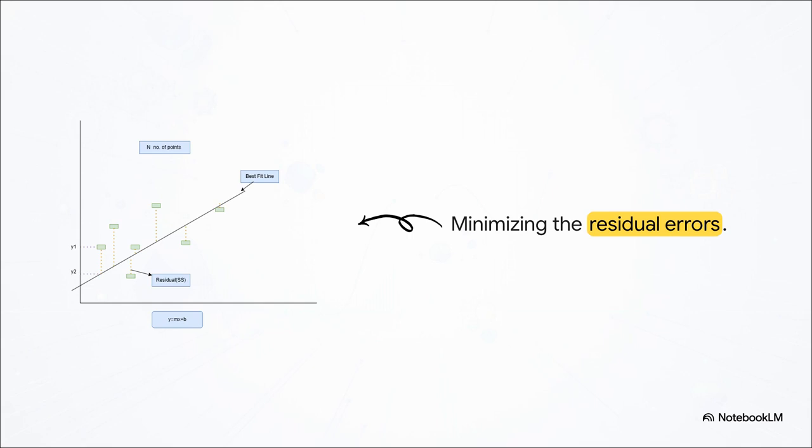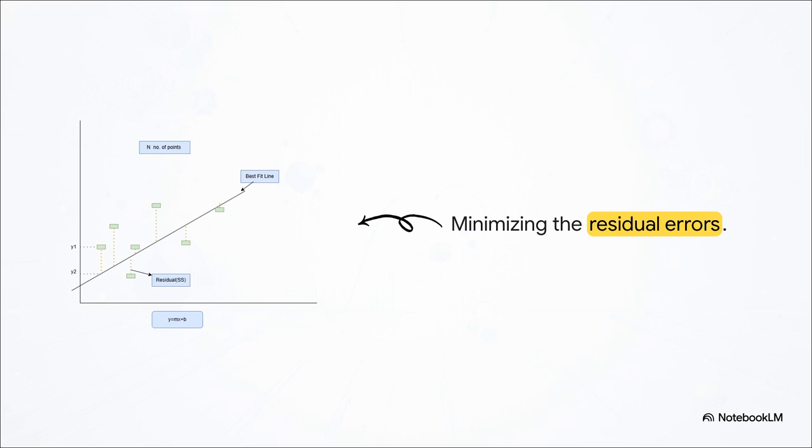So meet our protagonist. It's a basic linear regression model, and its main goal is to find the perfect straight line right through a scatter of data points. You can see those green data points here, and that gray line? It's trying its absolute best to slice right through the middle of them.